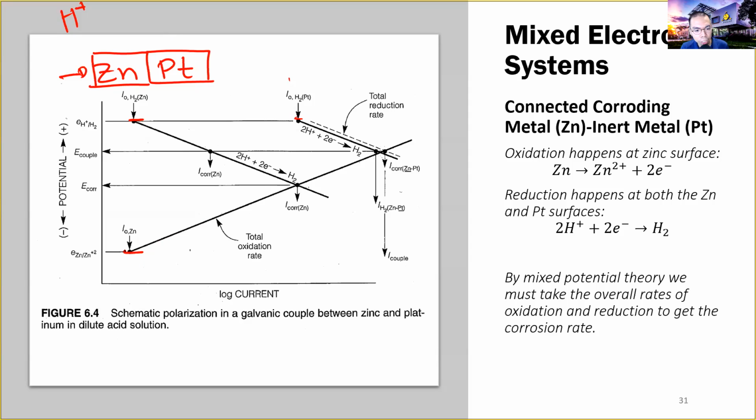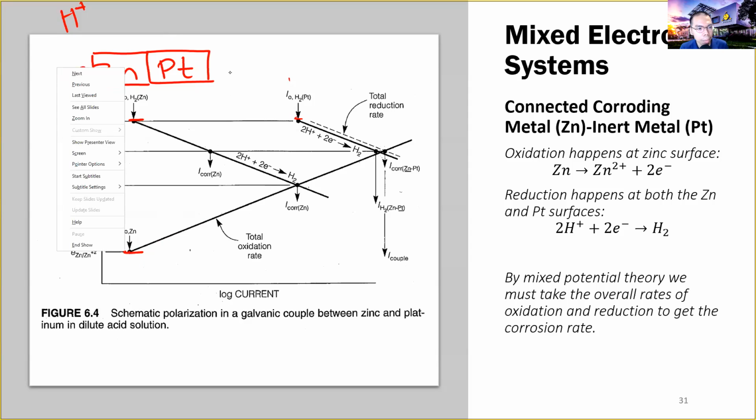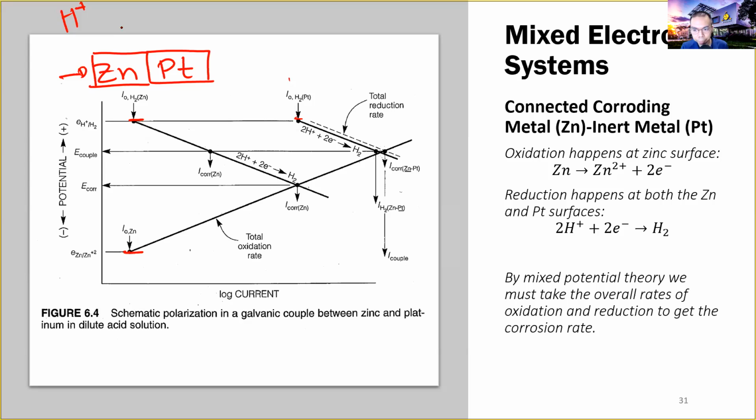So makita natin yung oxidation natin will be on zinc only. But since platinum is exposed in the environment, your oxidation will only happen at the zinc surface. Again, zinc to zinc 2 plus plus 2 electron minus. But since platinum and zinc are connected and it is in the environment, yung reduction reaction ng hydrogen natin may occur at both the zinc and the platinum surfaces. Ang dami ambulansya ngayon. So, in both of the surfaces, we have the reduction reaction.